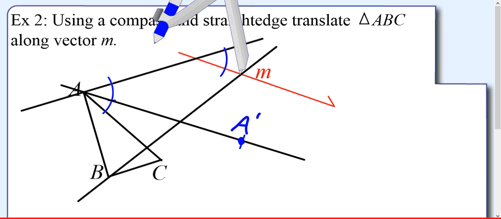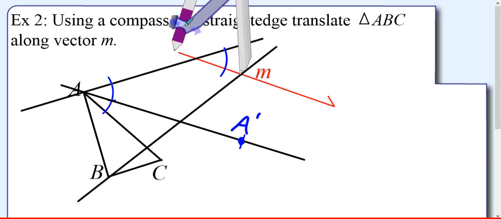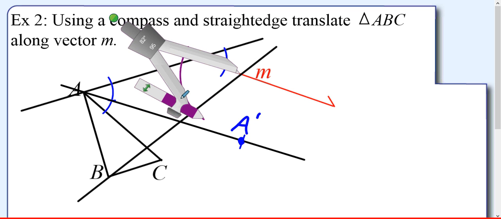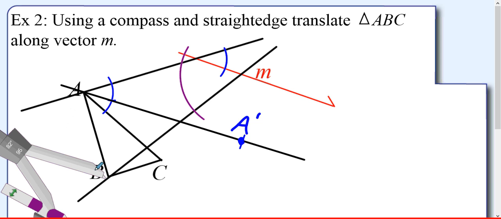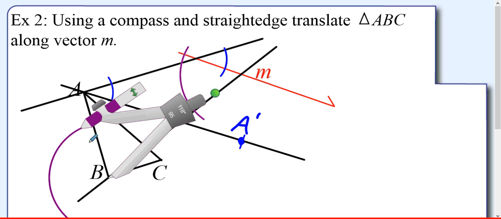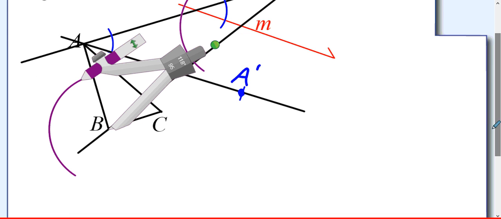This time I'm going to do a bigger reference arc. It has to touch line M, but it also has to touch the transversal line we just drew. We're going to do the same thing down here from B. I'm going to have to extend my transversal. I stopped a little short.